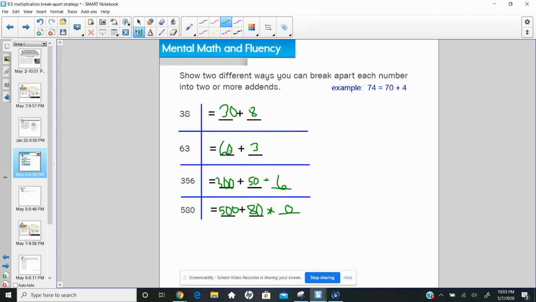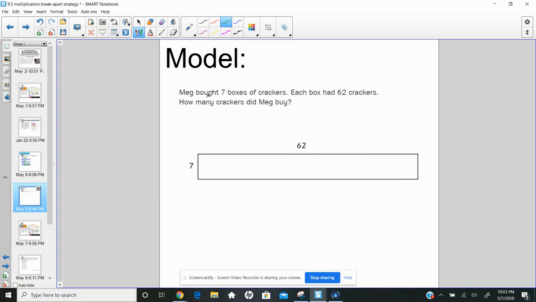So this is a good reminder for us of how to break apart numbers, because I think that's something that some of us were struggling with the other day when we were working on it. We kind of forgot how to break apart these numbers. And so I'm going to model. This says Meg bought 7 boxes of crackers. Here's her 7 boxes. Each box has 62 crackers. How many crackers did Meg buy?